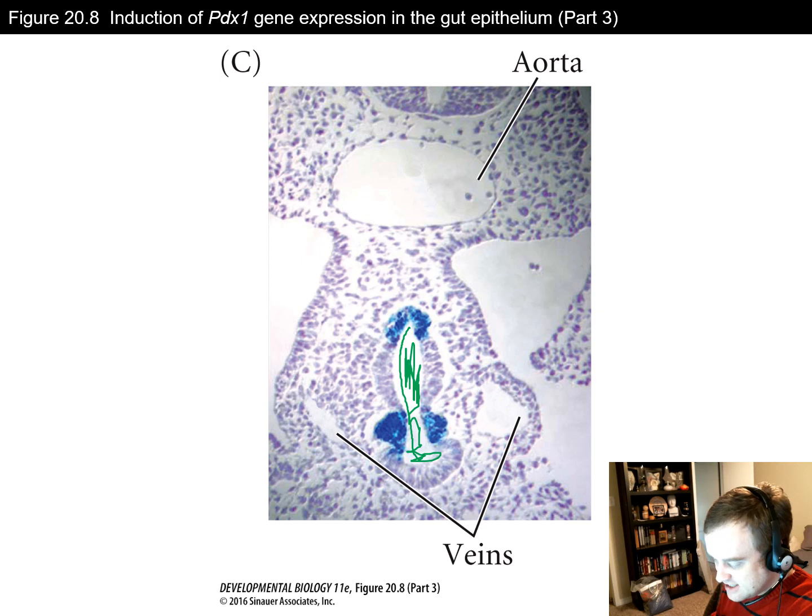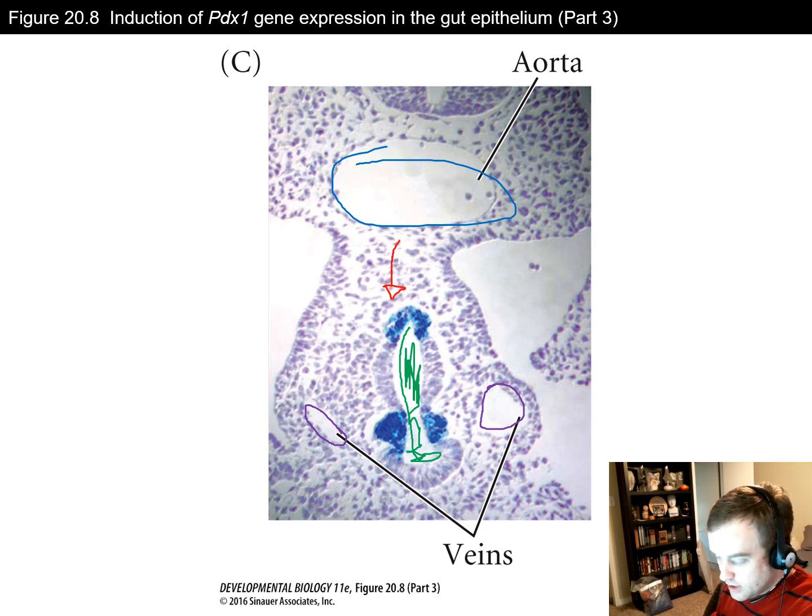So here we have the digestive tube as indicated with my green squiggly here in the middle. And this is a stain of mRNA, the precursor to the protein for PDX1. As you can see, I will mark the veins here. We have the two veins, the aorta and the vitelline veins. And in the regions that are nearest the two vitelline veins and the aorta, which is up at the top here, in those regions nearest there is where we have expression of this PDX1.